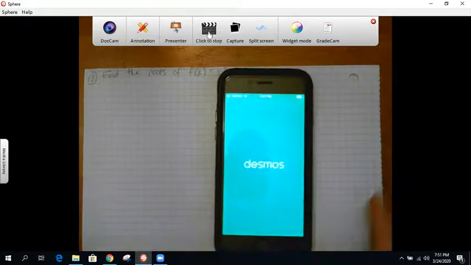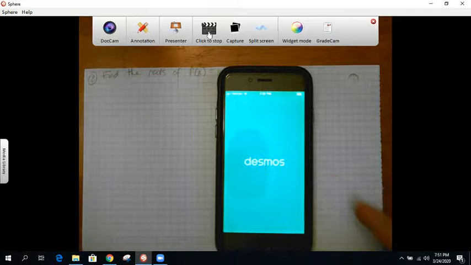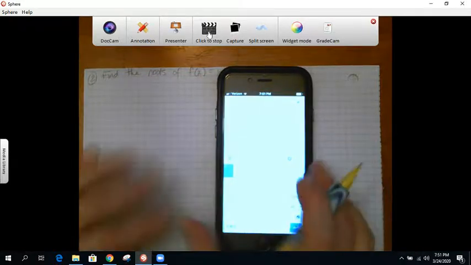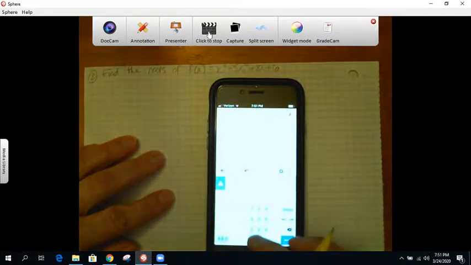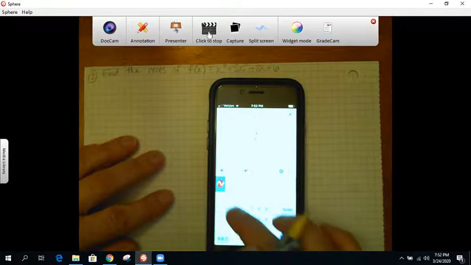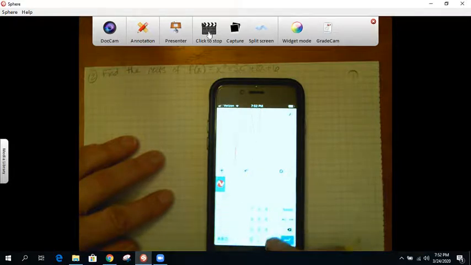Okay, there. So I have the Desmos app. You don't have to download the app. You could just go to desmos.com. And so I'm going to enter that equation. So I'm going to enter y equals x to the third, and then plus 5x squared, and then plus 8x, and then plus 6.